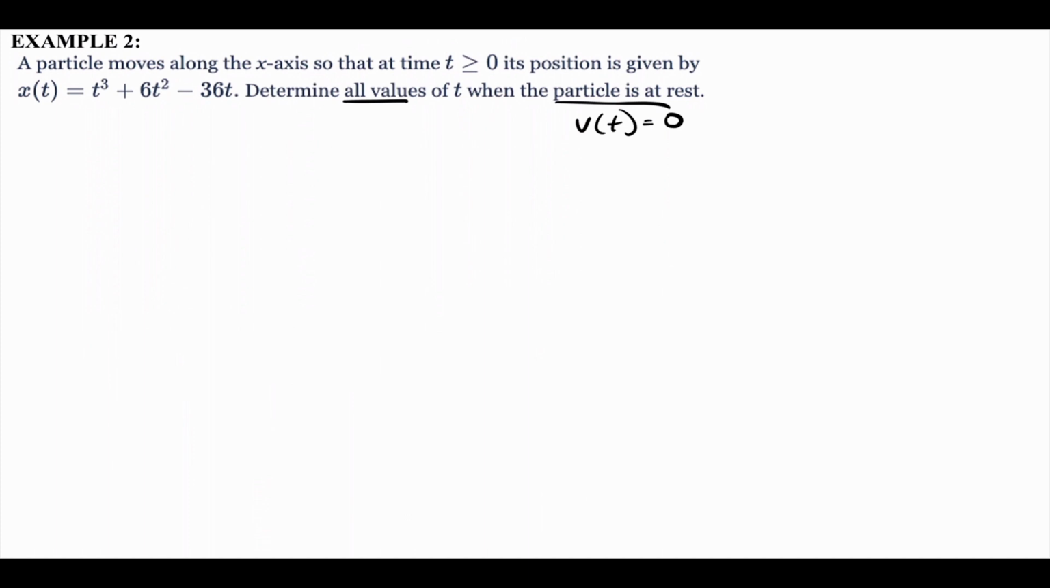Do we have velocity right now? No. So what do we got to do to find velocity? Take the first derivative. Good. First derivative. Okay, there's the first derivative. What do we do now? Set it equal to 0.